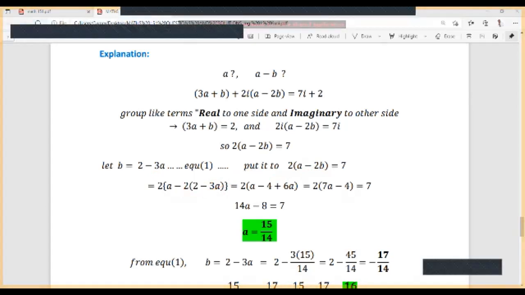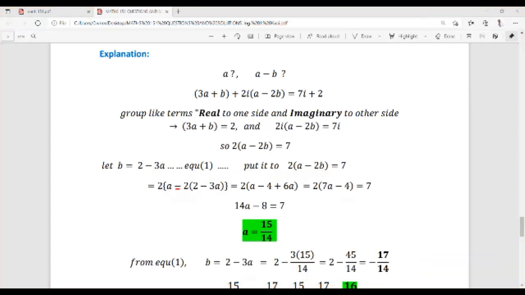2 times 2 will be minus 4, because this is minus 2. Then minus 2 times minus 3A will be plus 6A. Do you agree? Yes. Okay. This is A and this is A, so if you add A plus 6A, that will give you 7A.